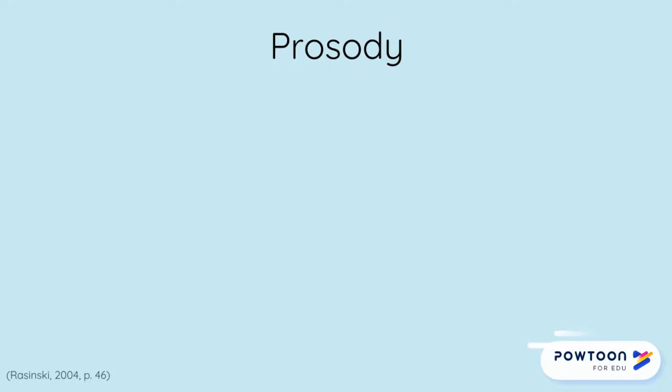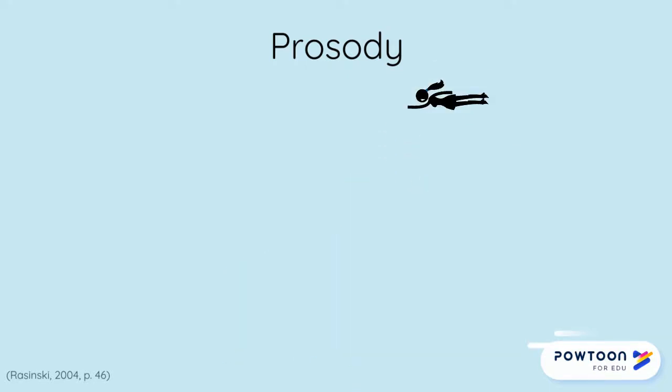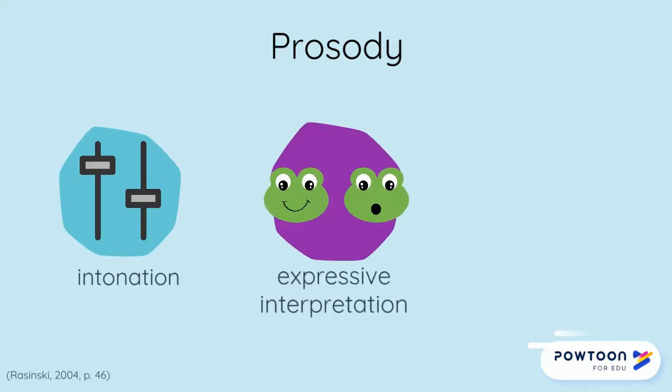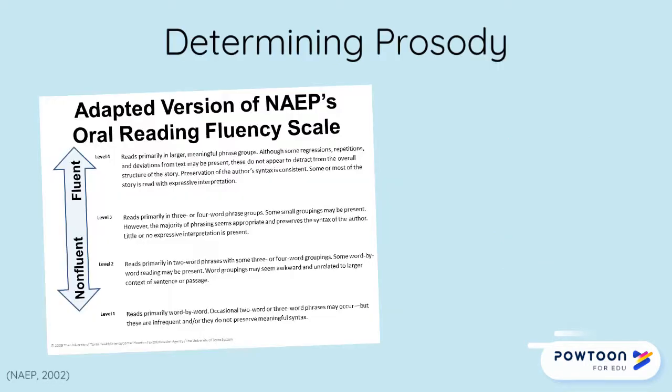According to Rosinski, prosody also has a direct link to comprehension. Prosody involves reading with intonation, expressive interpretation, attention to punctuation, to put it simply, reading the way a person speaks. A child who reads in a monotone voice, word by word, ignores punctuation, is unlikely to comprehend the text. The National Assessment of Educational Progress, NAEP, developed an oral reading fluency scale to help teachers assess students' reading prosody. Using this scale, you can evaluate the student's performance.